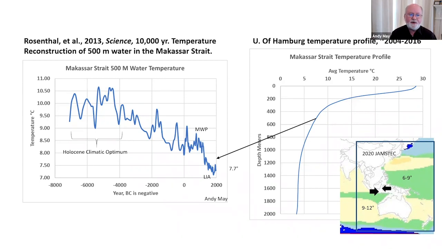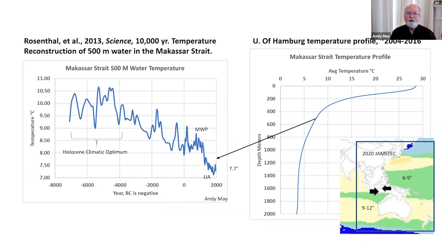And in the Makassar Strait, the minimum is reached in 1810 AD, and it's 7.2 degrees in that year. And then it begins to climb as we come out of the Little Ice Age in the 19th century. The last point in his paleo temperature record is about 1930.